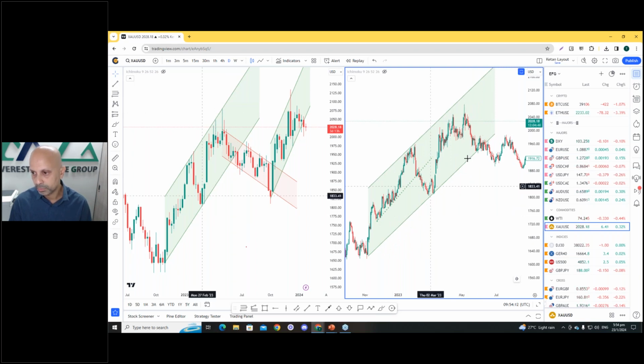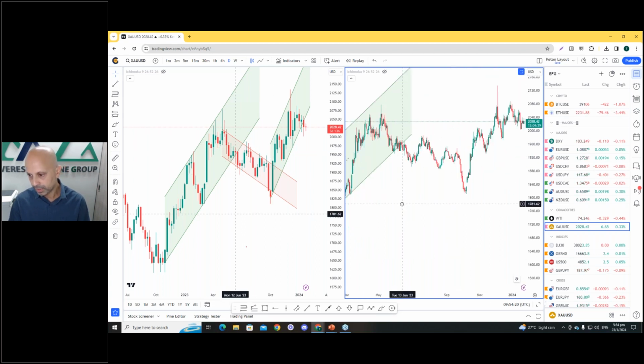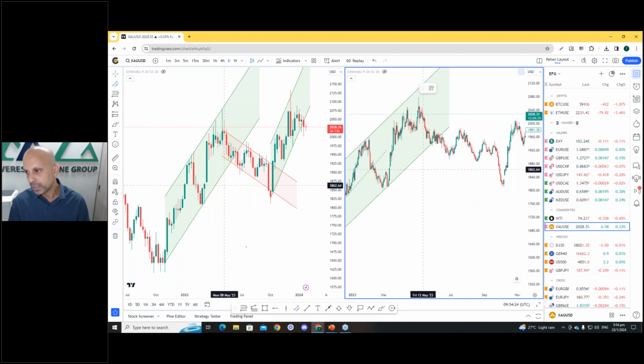Similarly, when we look at the weekly here, from 8th of May down to 2nd October, we can see again that this was a bearish channel.